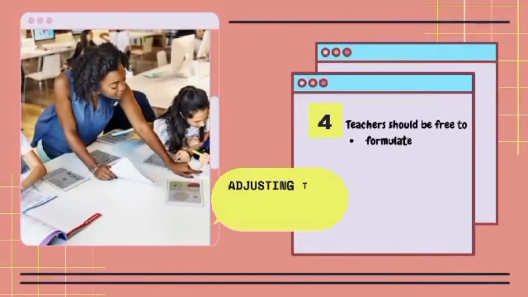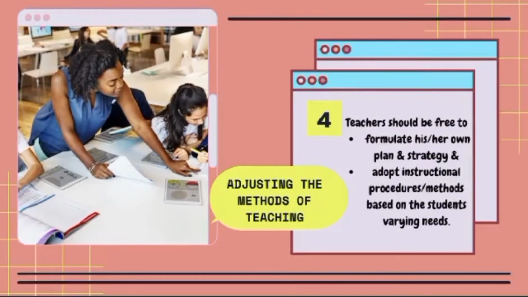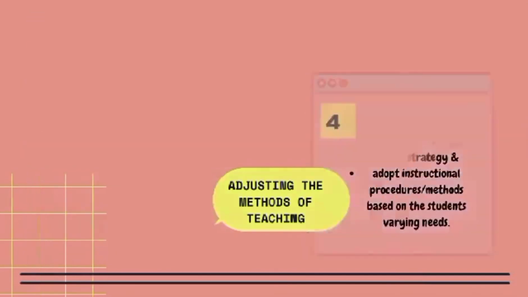Fourth is adjusting the methods of teaching. Knowing that there is a varying individual differences inside a classroom, it is effective if teachers adjust or adopt a different method of teaching. Of course, teachers have the freedom to create his or her own plan and strategy as well as adapting a different method of instruction.